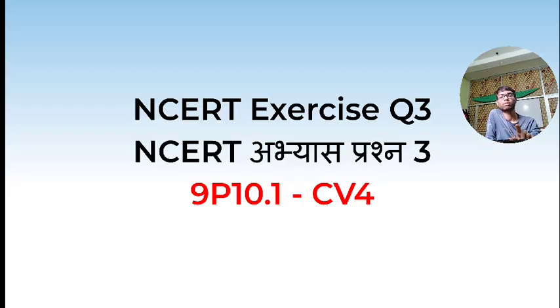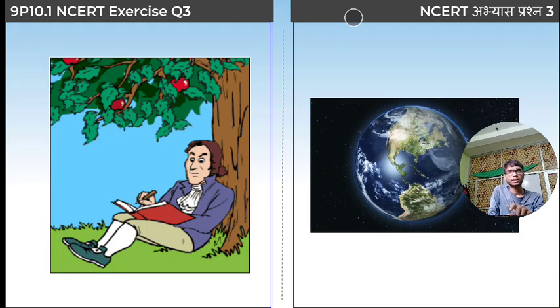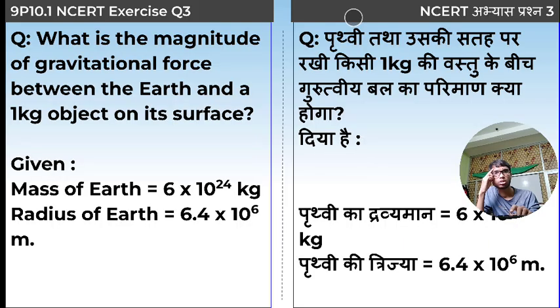Now next, we have questions. Okay, we have seen this. Now what is the magnitude of the gravitational force between the earth and a 1 kg object on its surface? So the mass of the earth, we know, is fixed at this much, and the radius of the earth is this much. We are not saying distance of the earth, it is talking about radius. Then we have just given this, and we need to calculate the magnitude of the gravitational force.